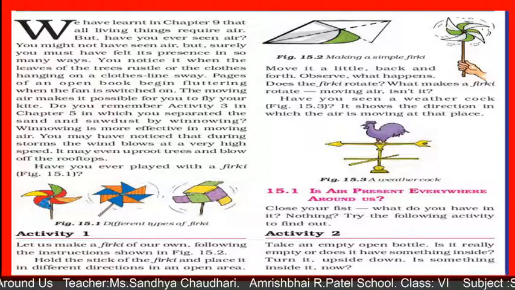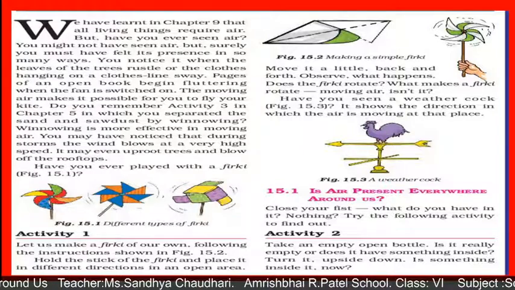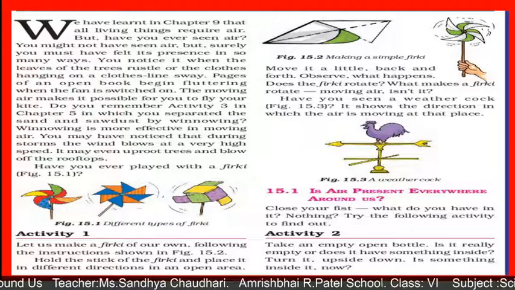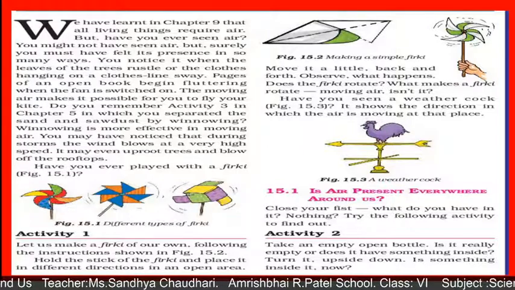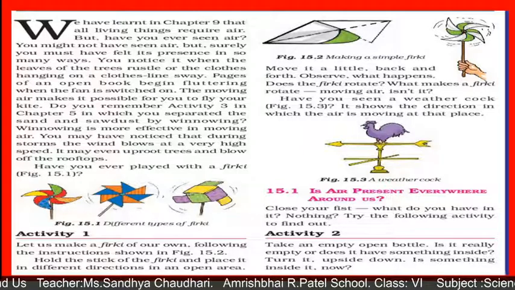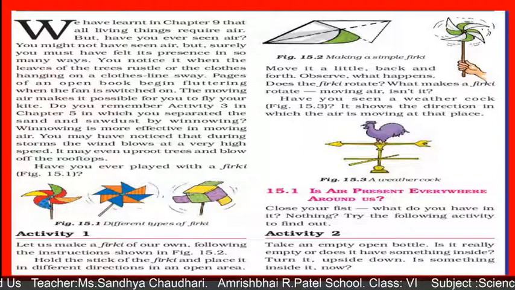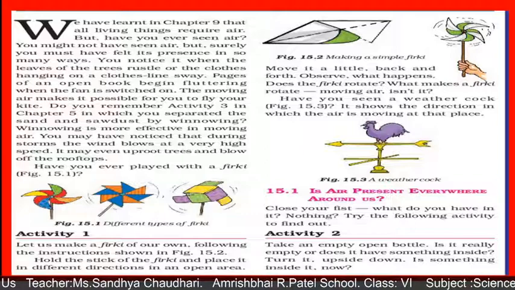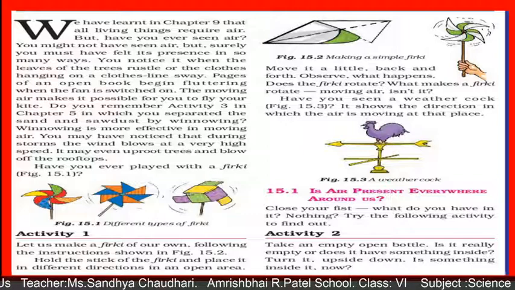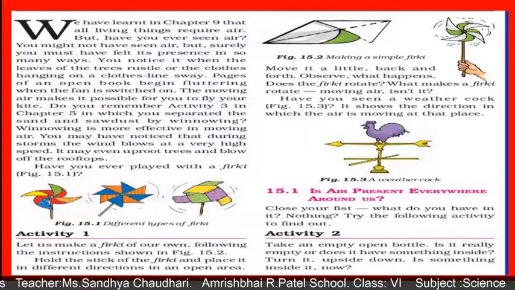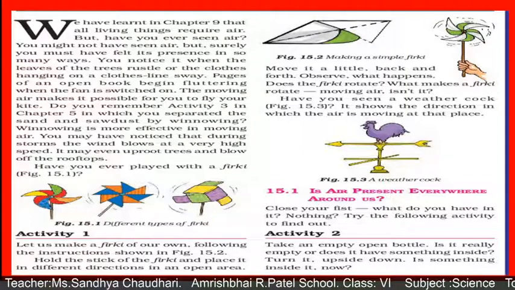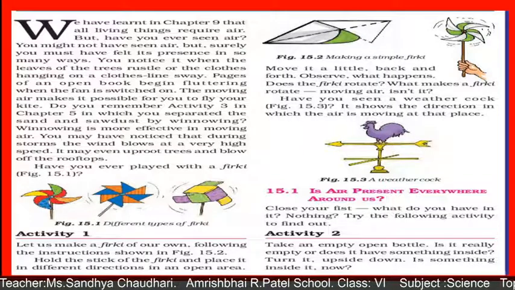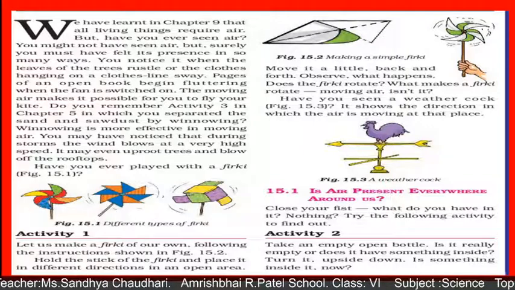So, do you remember activity 3 in chapter number 5 in which you separated the sand and sawdust by winnowing? Winnowing is more effective in moving air. You may have noticed that during storms, the wind blows at a very high speed. It may even uproot trees and blow off the rooftops also.